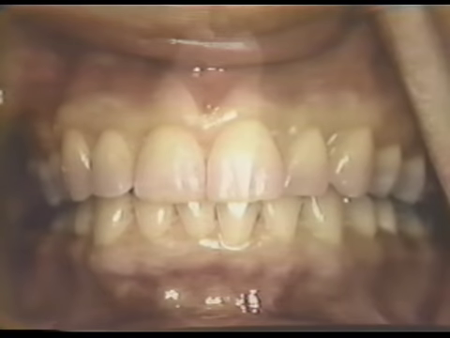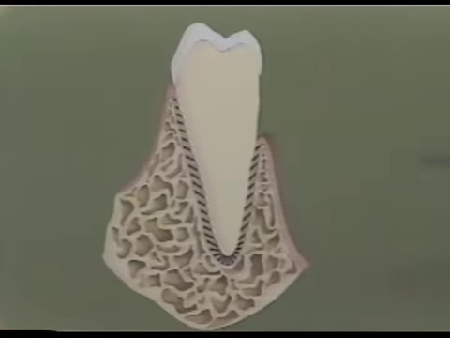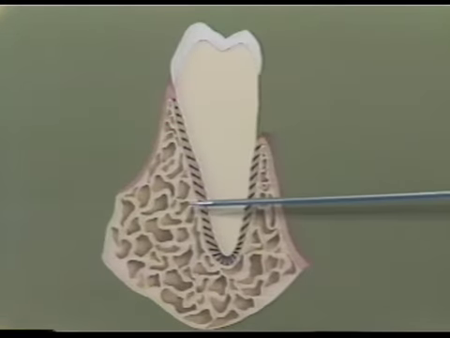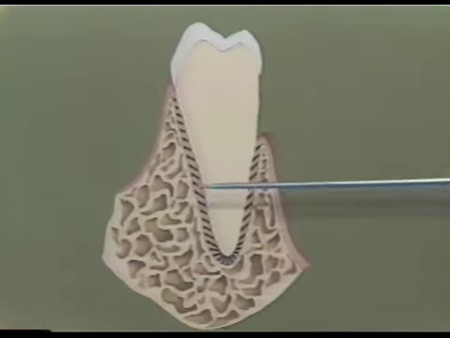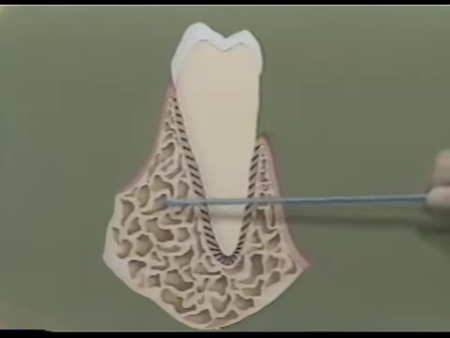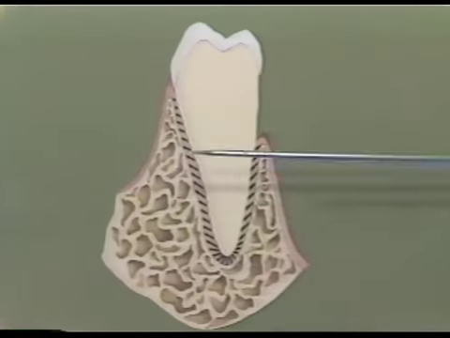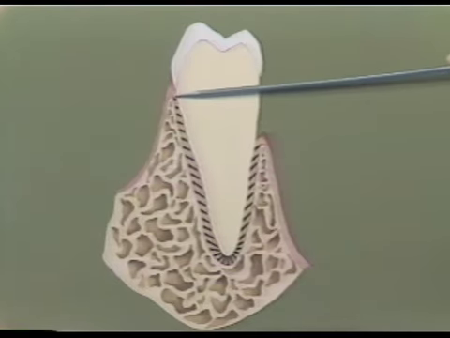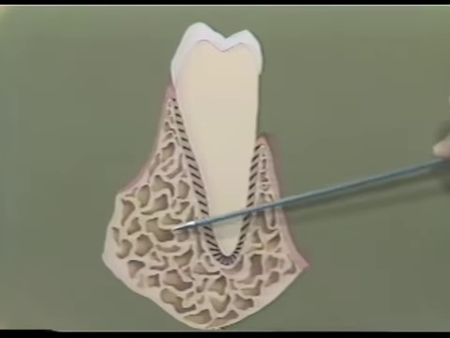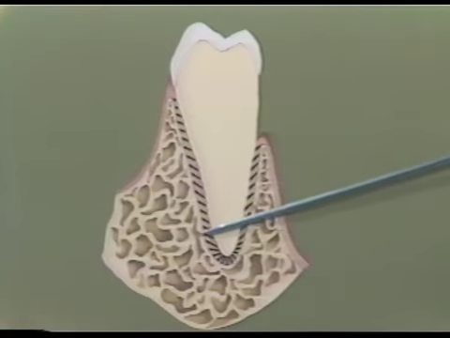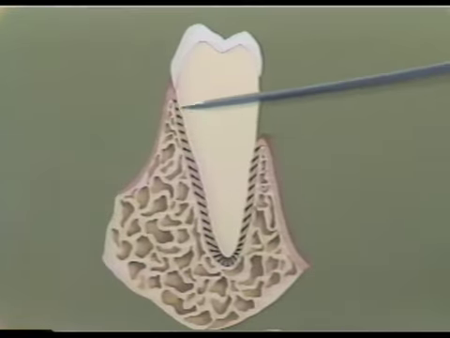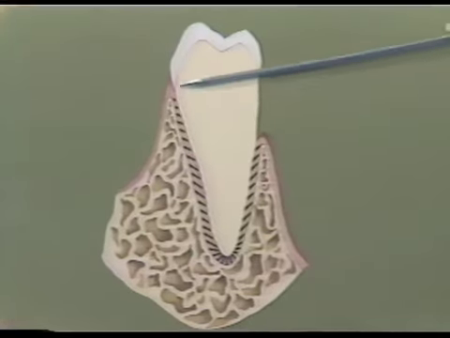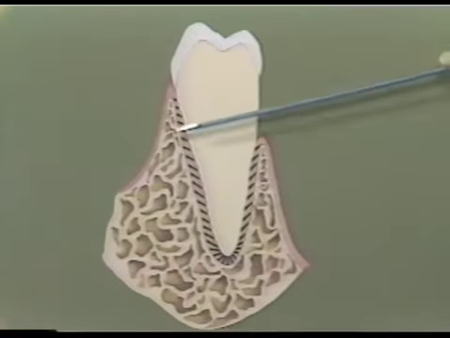Now, if we were to take a cross-section of a tooth, this side of the slide indicates the normal periodontium, and these are the aspects of the normal periodontium. This, of course, is the tooth, the surrounding alveolar bone, and the aspects of the periodontium are as follows: the gingival tissues, the surrounding or supporting alveolar bone, the periodontal ligament, and the cementum covering the root surface. These are the four components of the periodontium.